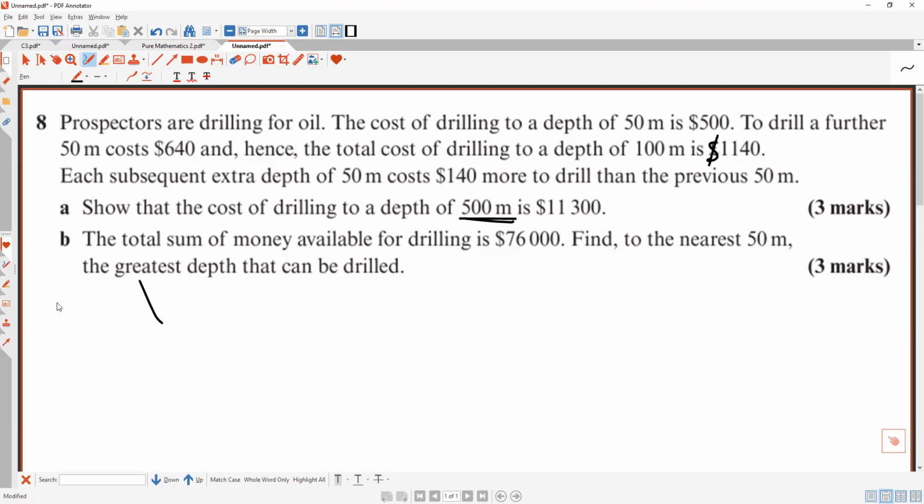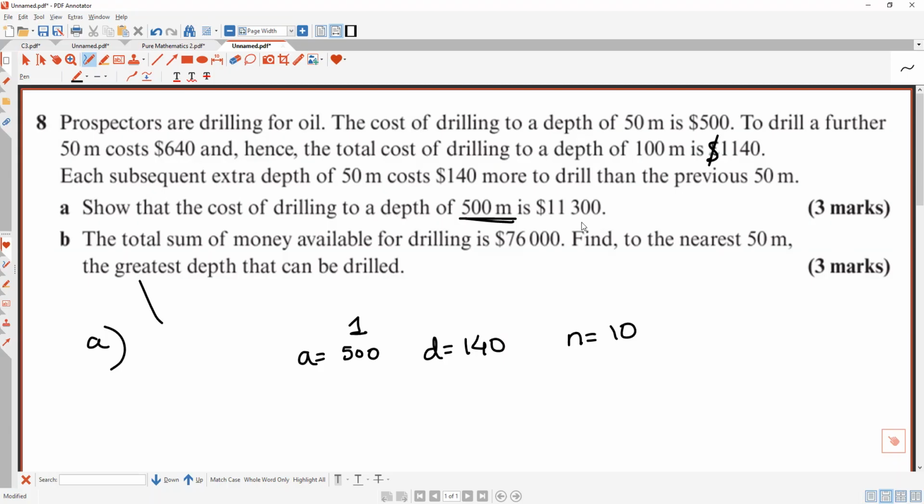Now, show that the cost of drilling 500 meter. If you're drilling 500 meter, how many times are you drilling? 10 times? 50, 50, 50, 50. First 50 meter, how much? First term, how much? First term is 500. So what's your A here? 500. What's the common difference? 140. Okay, what's your N? 10 times.